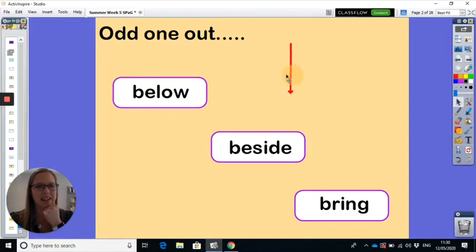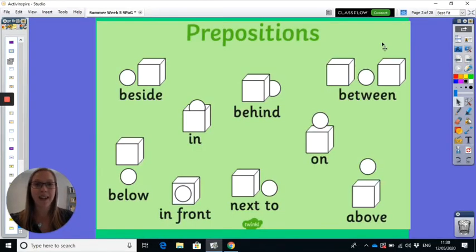Well, the answer is bring. Bring is the odd one out because below and beside are both words that you would use to describe where a noun is, where an object is. Okay, below and beside are both prepositions. Bring is not a preposition. Did you get that? Hope so.